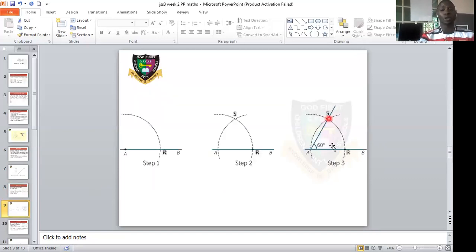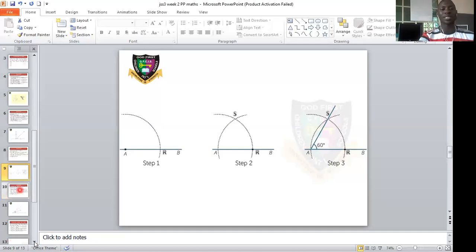So if you measure this angle with your protractor, it will give you 60 degrees. I repeat, get your pencil, your ruler, your protractor, and your compass. Try all these steps and make sure you measure it to get these angles. You have to practice to get it right.